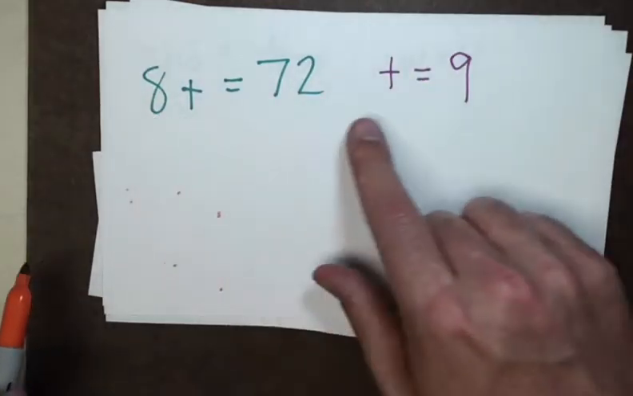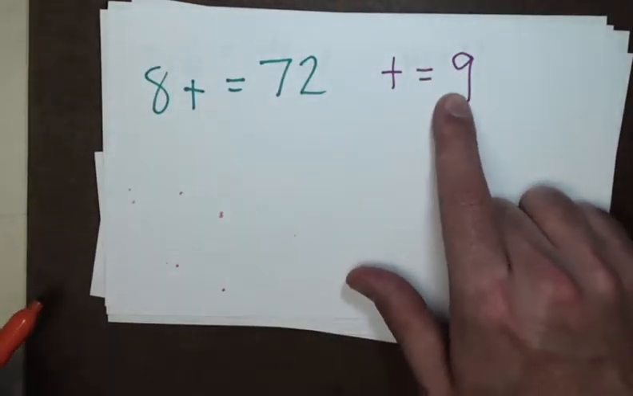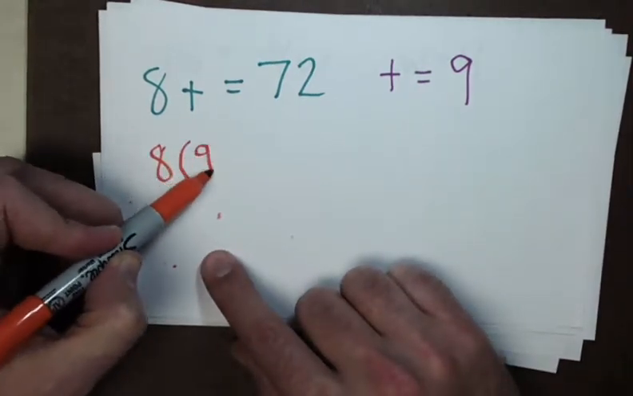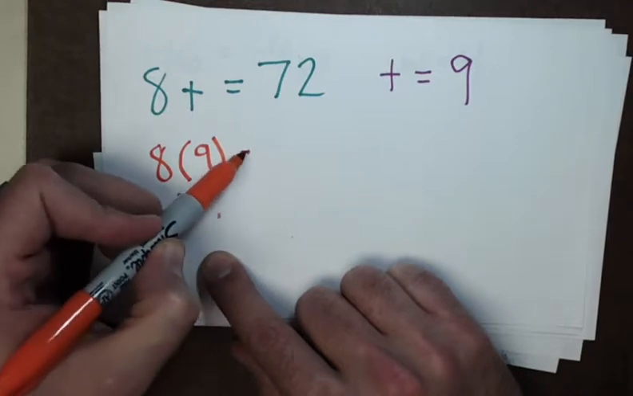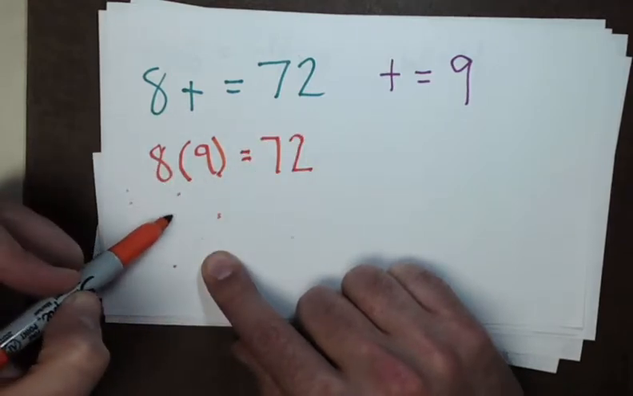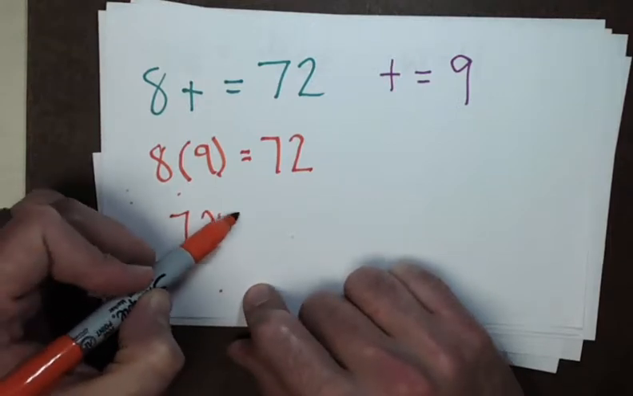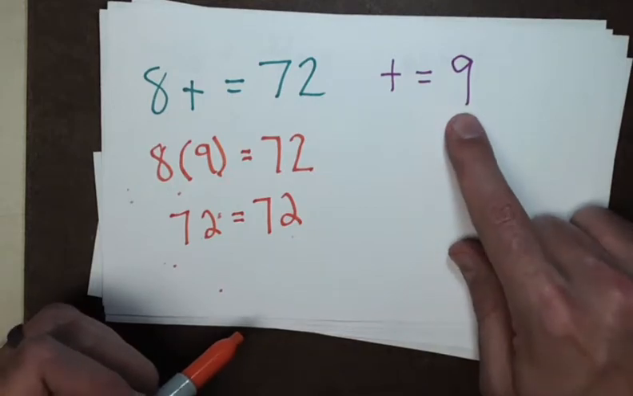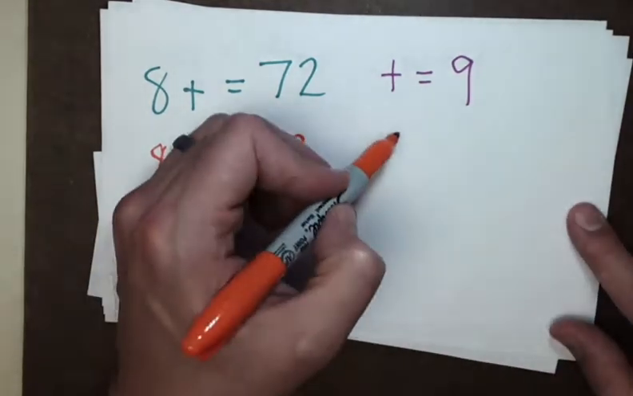Alright, let's see if t equals 9 is a solution. So now we have 8 times 9. Alright, 8 times 9 is 72, which equals 72. So t equals 9 is a solution for this equation.